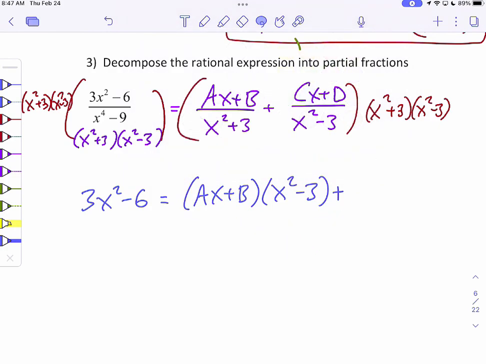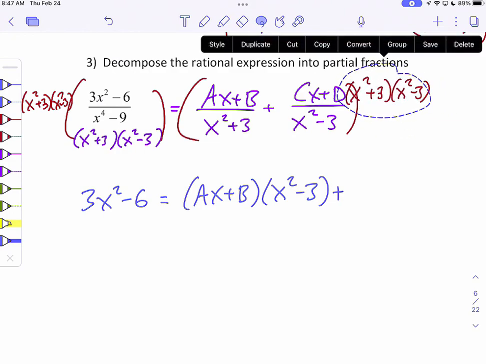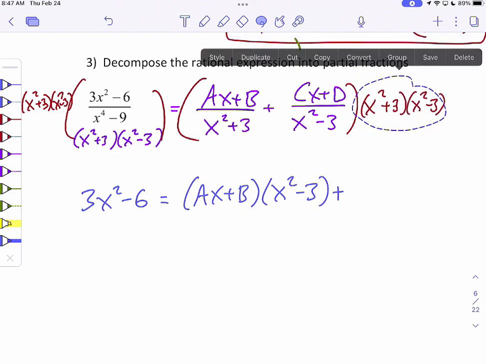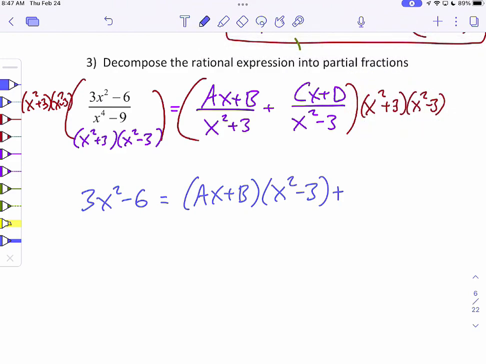I want that to be blue. If you have questions about this, don't be shy. Ask me what the questions are because there's a lot happening here. So when I multiply this one by the top of the fraction, I have a c plus d, I have an x squared plus 3, and then the other two things cancel. So this one is going to be cx plus d times x squared plus 3.